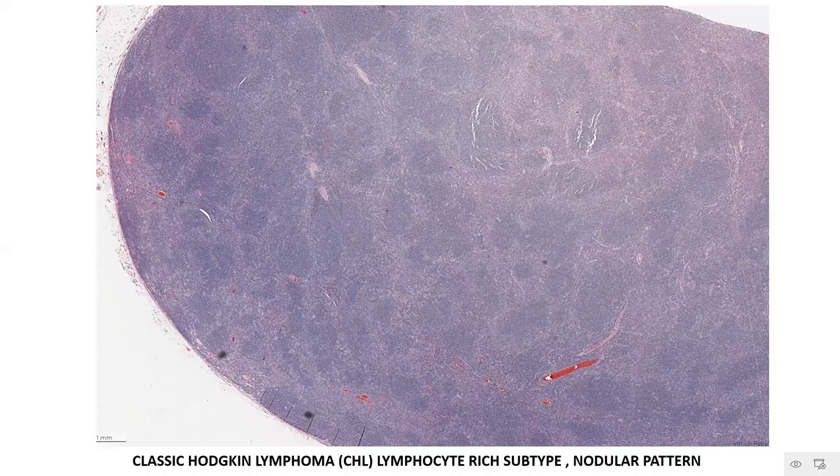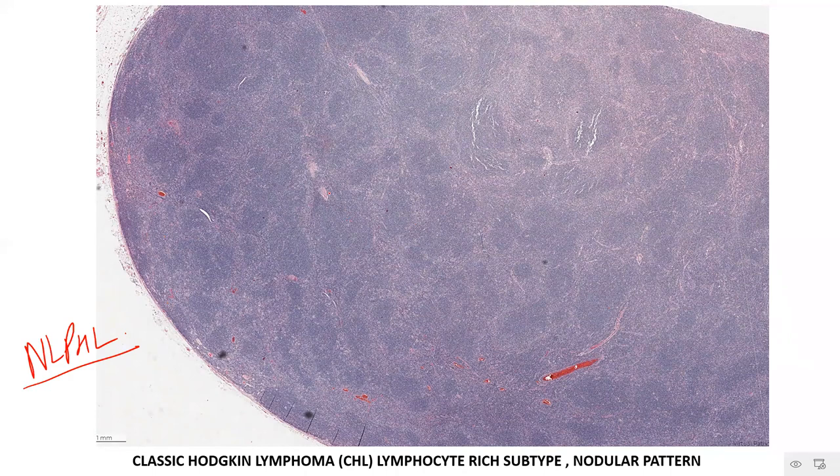So we have seen a case of mixed cellularity classical Hodgkin lymphoma. Let's now move on to the next category, that is the lymphocyte-rich subtype of classic Hodgkin lymphoma of a nodular pattern. Like I said, this particular category is sometimes pretty tough to diagnose. And the most important differential diagnosis for this subtype is nodular lymphocyte predominant Hodgkin lymphoma, an issue which we have already covered in the other discussion on NLPHL.